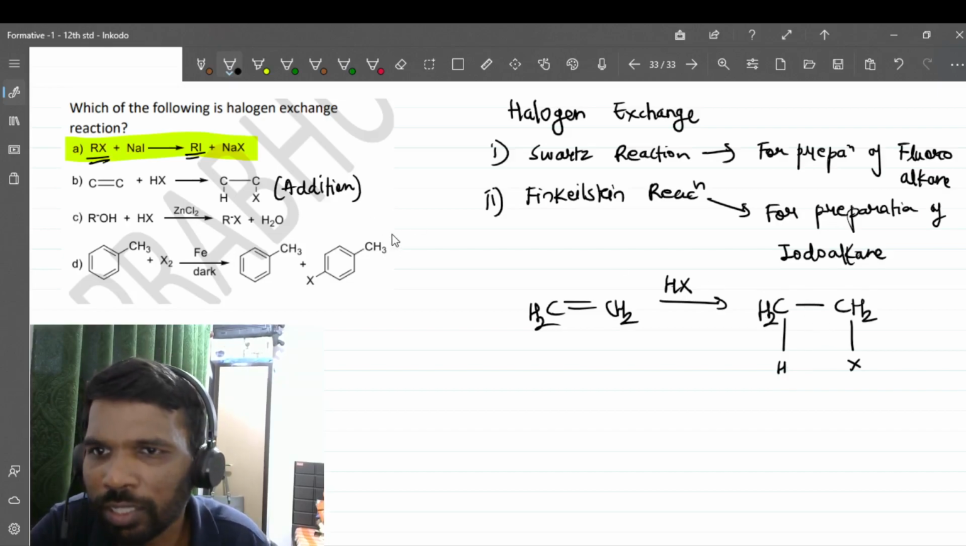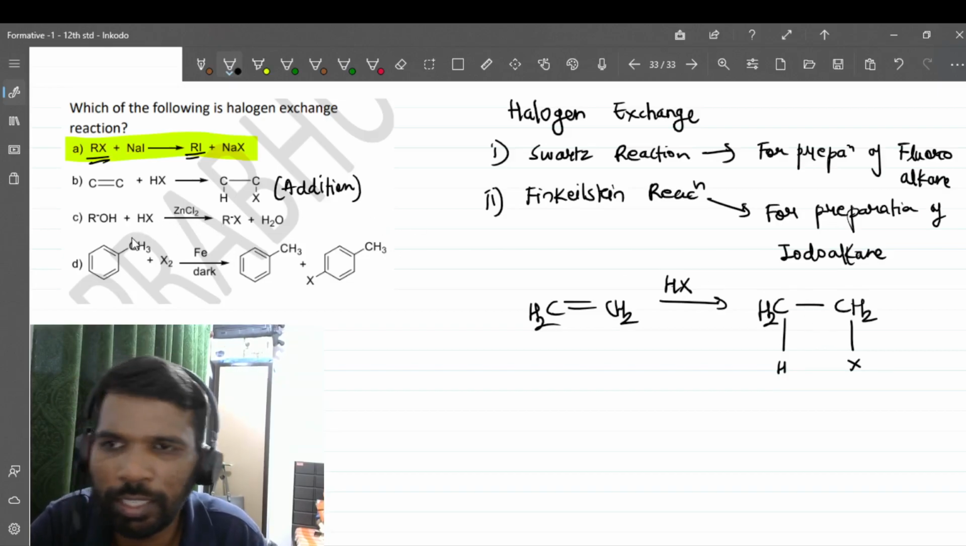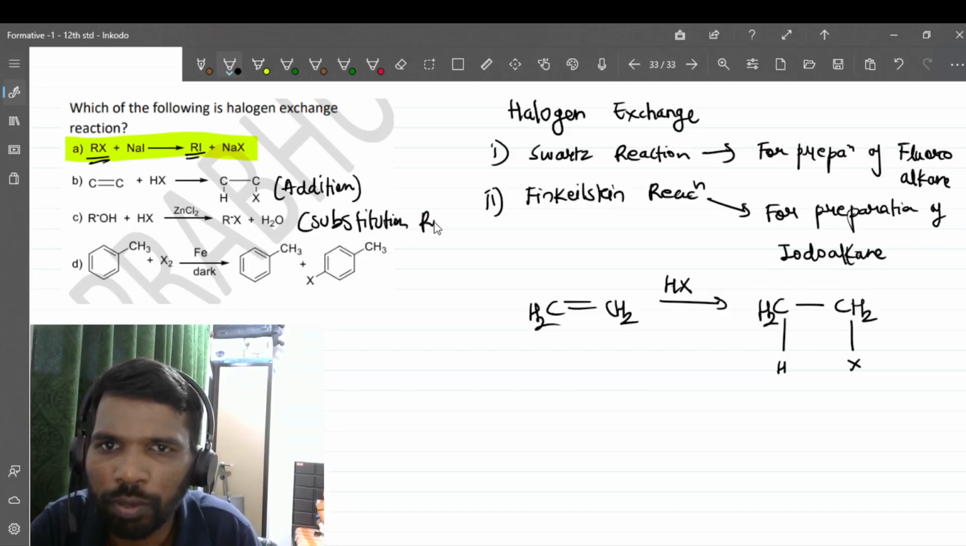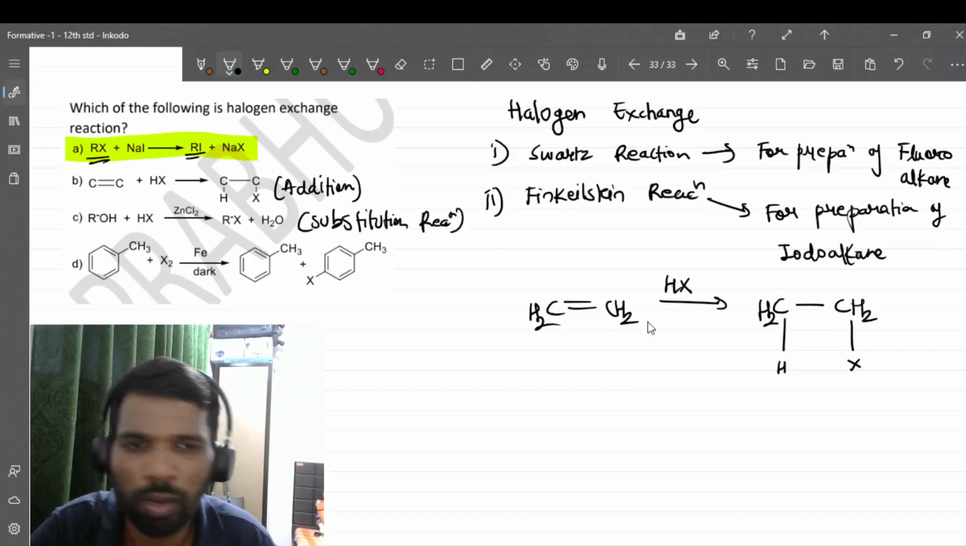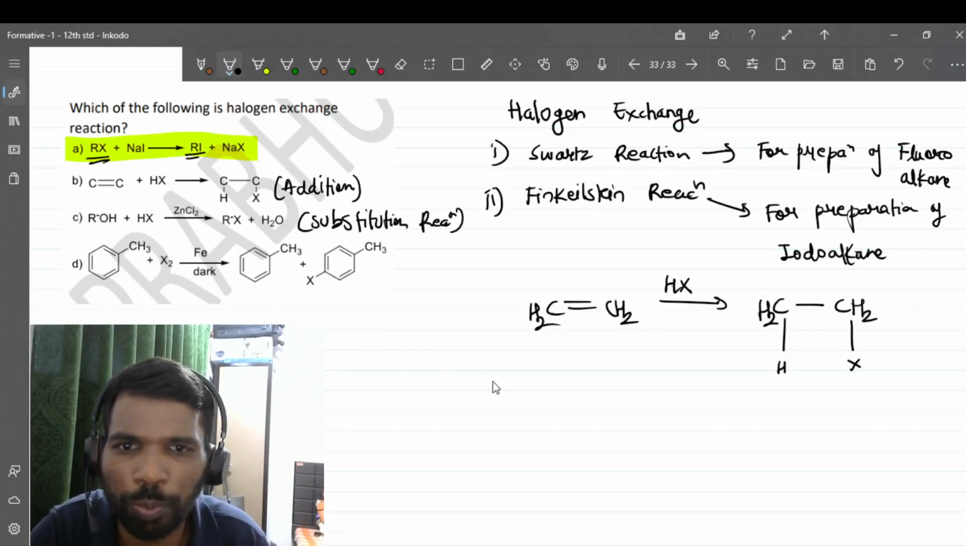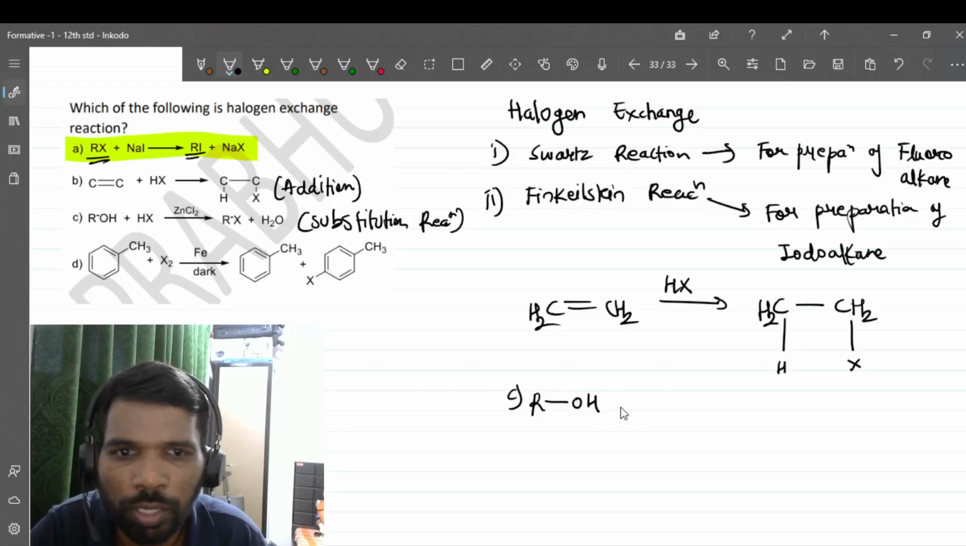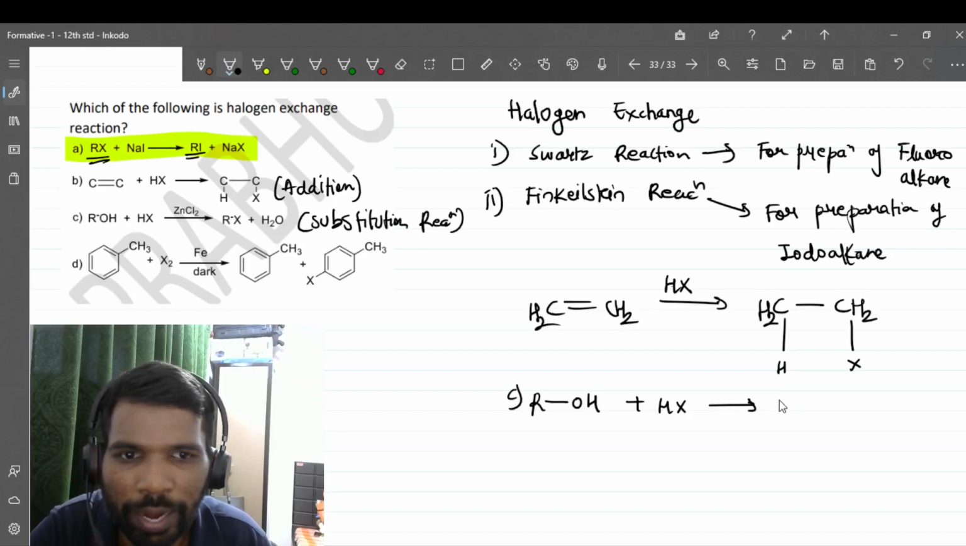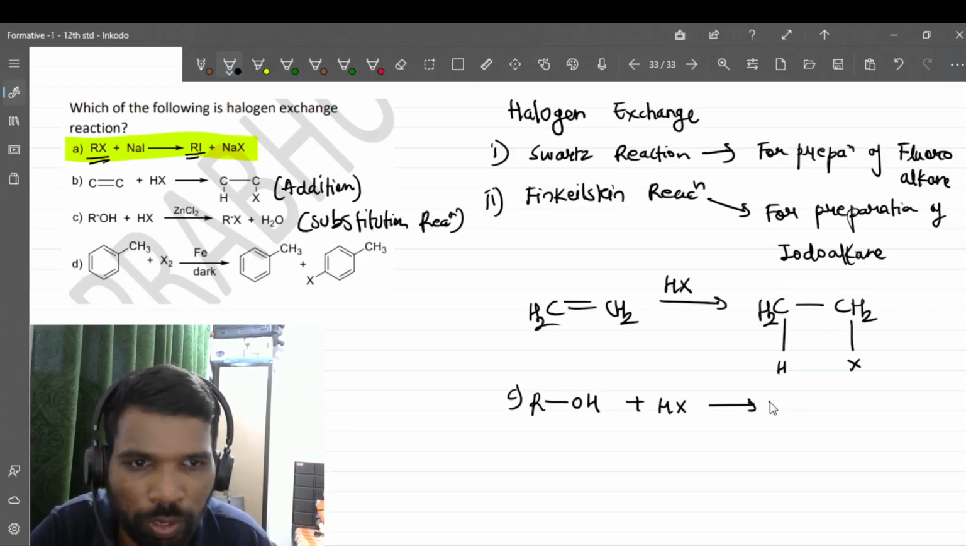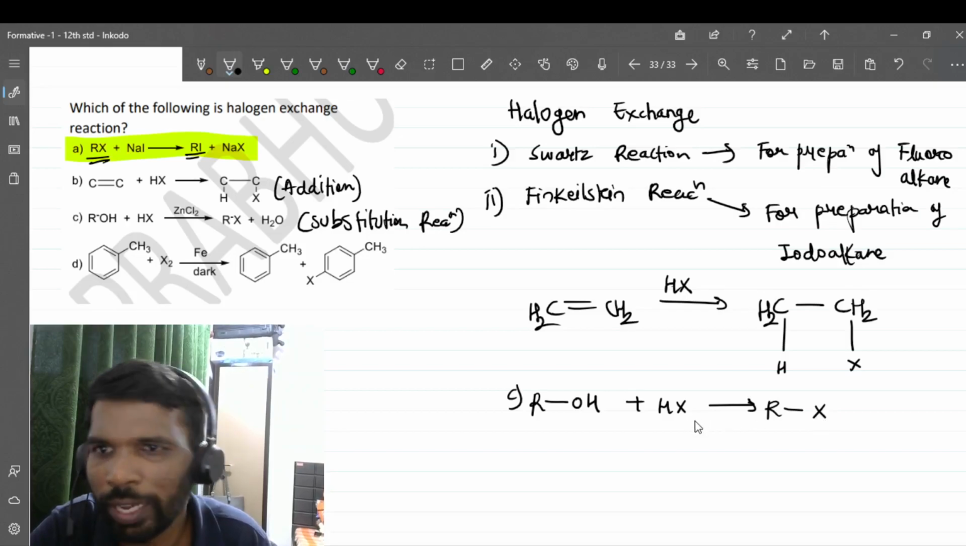This is an addition reaction. Here it is a substitution reaction. If you see, this is a substitution reaction. Why? What is happening in option C? It is R-OH, and this is HX. So what happens at the end? Alkyl halide substitutes OH. So you get R-X, not a halogen exchange.